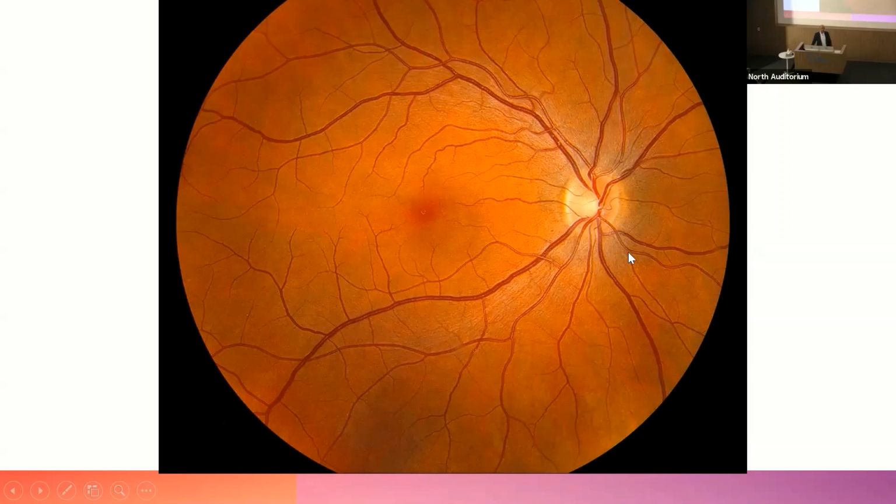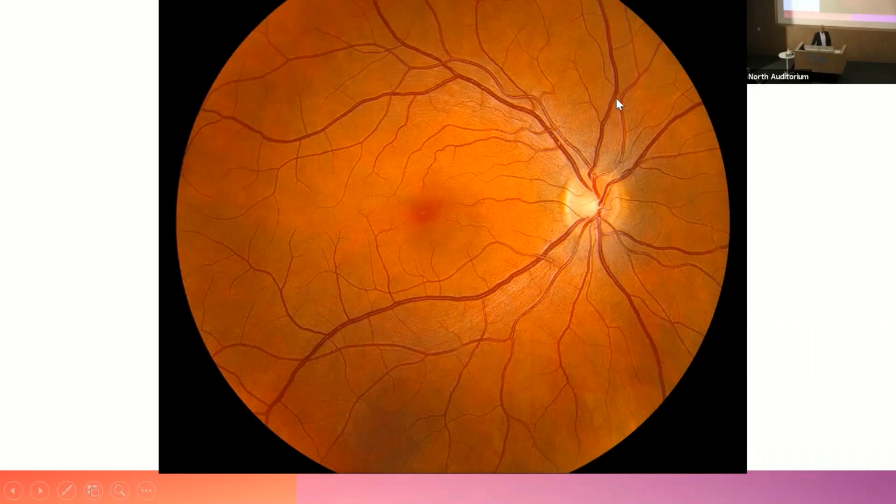Veins and arteries. Okay, so these are retinal veins and arteries. How do you tell the difference? The veins tend to be darker and thicker. All right? The arteries are thinner, and they'll often have a sort of whitish appearance to them.